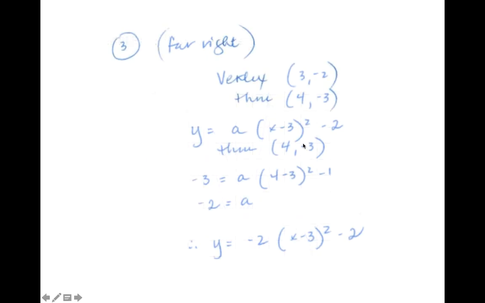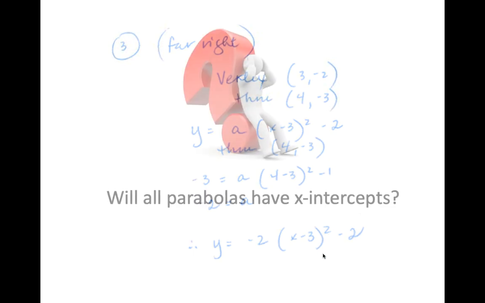And so following the same process I've used before, first I put my 3 in and then my -2. Notice the sign changed, and -2. And then it's going through this point. So I plug those into the X and the Y position and find out that A is -2. And then I'm good to go by putting it all together.